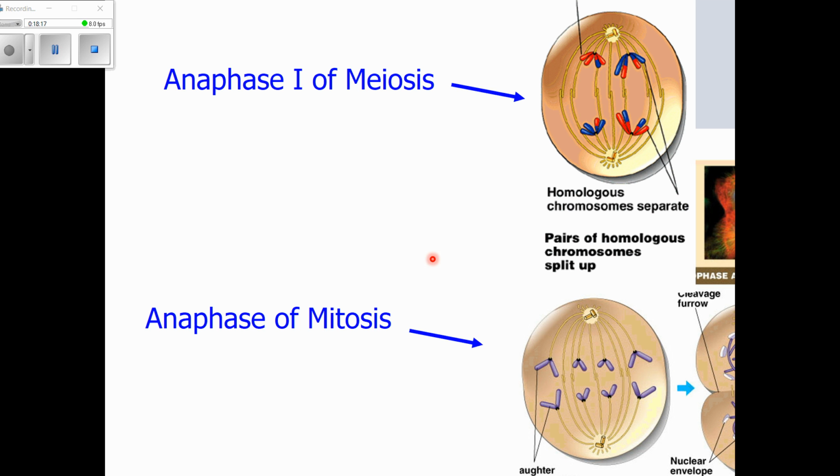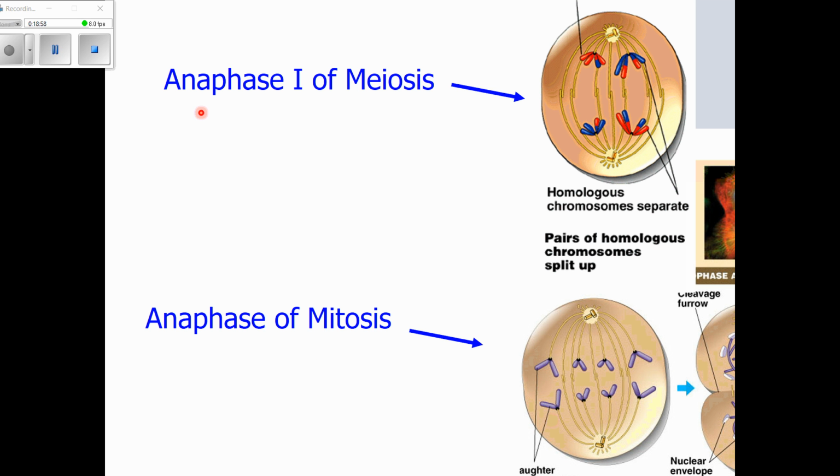After metaphase 1, it's time for anaphase 1. Now you remember from mitosis that anaphase, ana means back or opposite. In mitosis, anaphase is where the chromatids separate. So each chromosome splits in half, and one copy of each chromosome goes to one end of the cell, the other identical copy goes to the other end. So in mitotic anaphase, the sister chromatids separate.